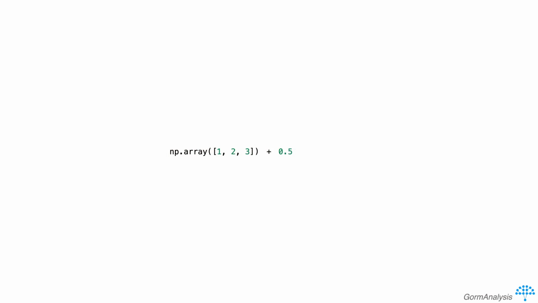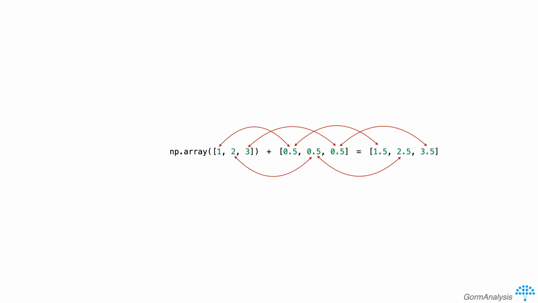When we add a scalar to a 1D array like this, the scalar gets added to each element of the array. In essence, NumPy is expanding the scalar into a 3-element array and then doing element-wise addition between the arrays. Of course, under the hood, NumPy doesn't actually do this because it'd be horribly inefficient, but in essence, that's what's happening, and that's an example of broadcasting.